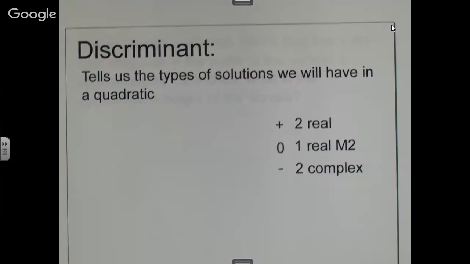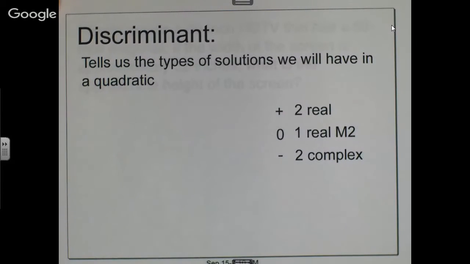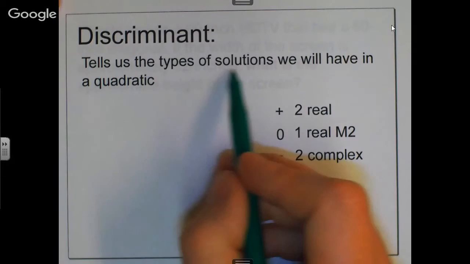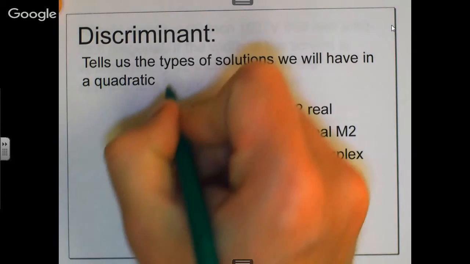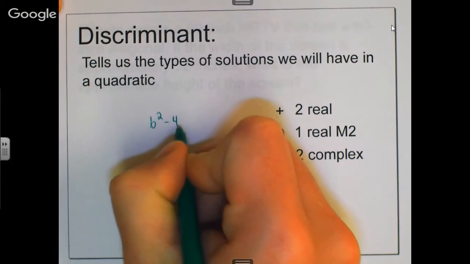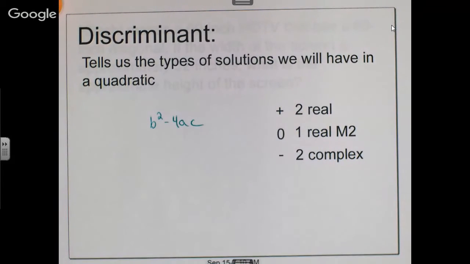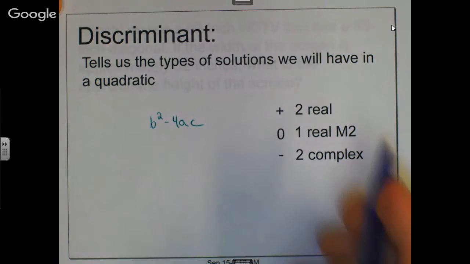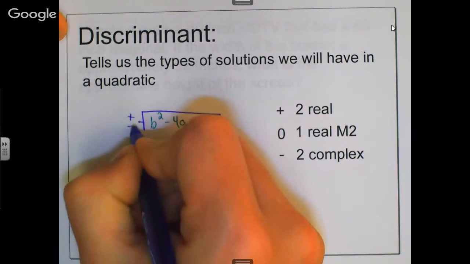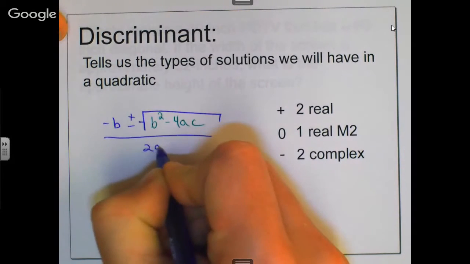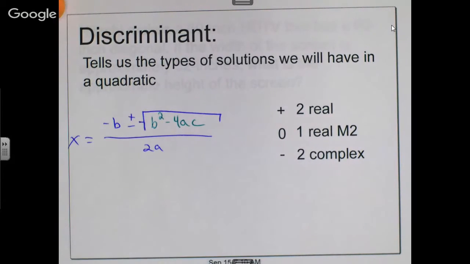Okay. Kind of going along with that, we have what's called the discriminant. The discriminant tells us the types of solutions we will have in a quadratic. So we've got b squared minus 4ac. That is my determinant. Or sorry, the discriminant. Where does that come from? The quadratic formula. It comes straight from there.